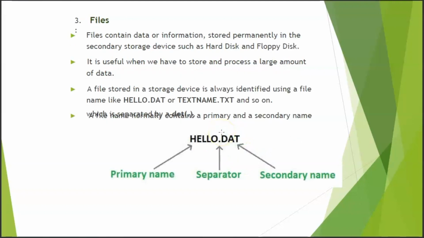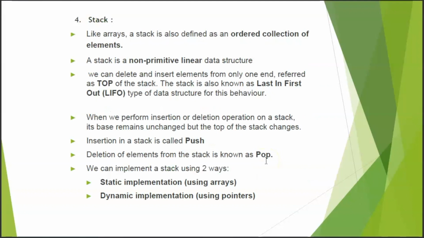And then files. Files contain data or information stored permanently in a secondary storage device such as hard disks and floppy disks. This is an example: hello.dat. Hello is the primary name, the dot is the separator, and dat is the secondary name.